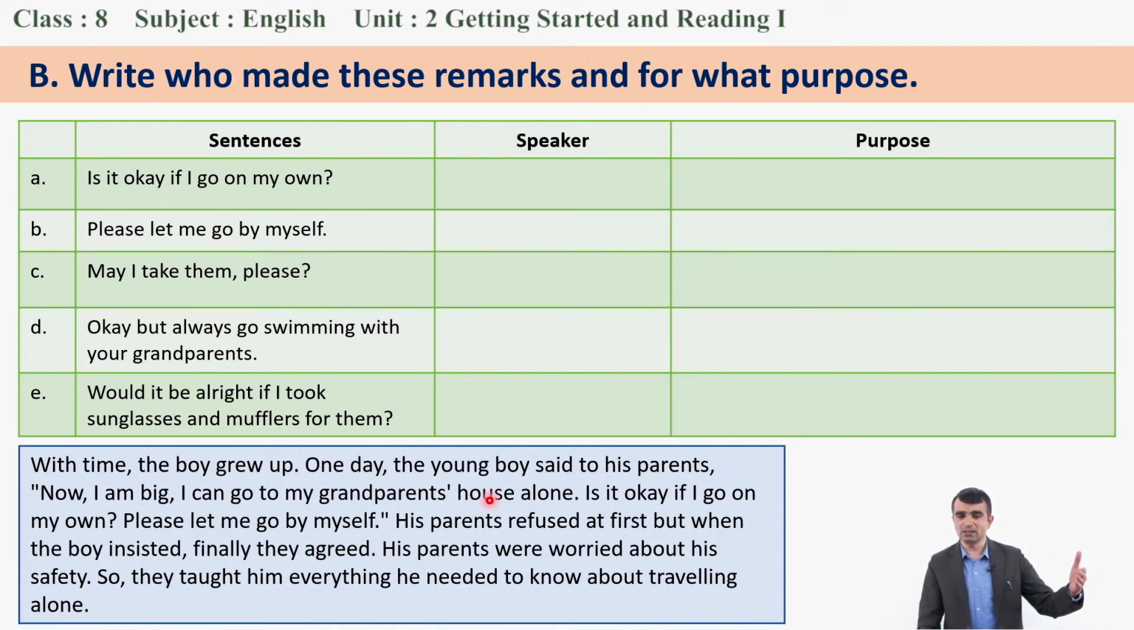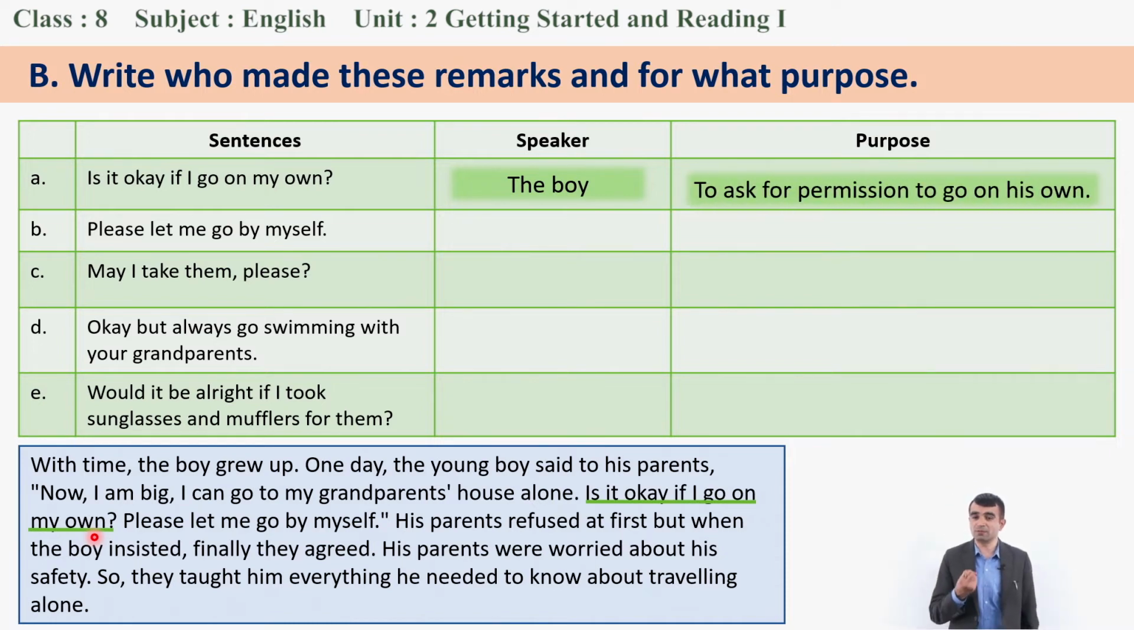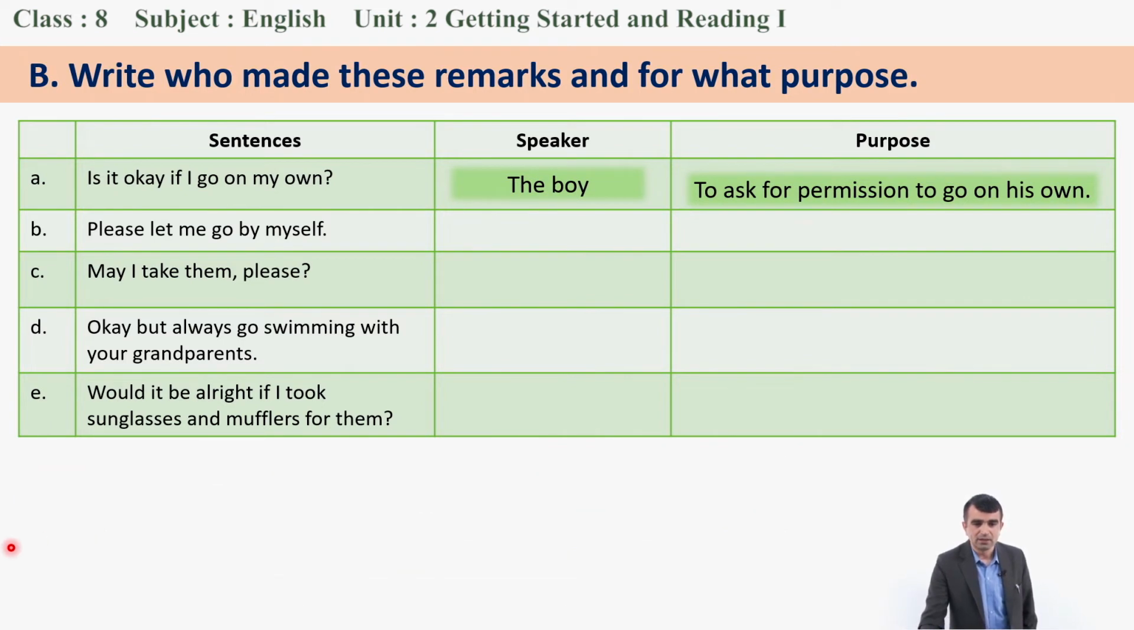Here, in this paragraph, the boy said, Is it okay if I go on my own? Who said it? The boy. For what purpose? Yes, to ask for permission to go on his own to his grandparents' house. Is it so? Good.